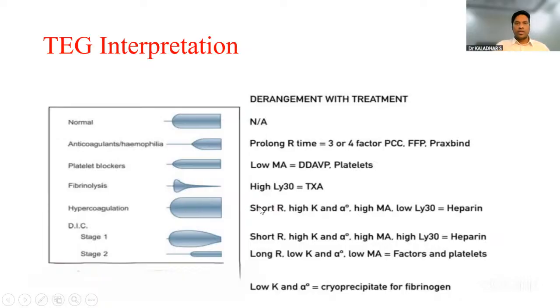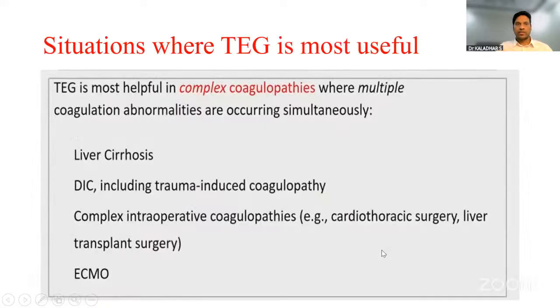So hypercoagulation, short R time, generally indicates a procoagulant state where heparin is probably being given to prevent that. And in DIC, there will be an initial thrombotic phase and a later bleeding phase. Depending upon that, we have to resort to different agents. So what are the situations where thromboelastography is most useful?